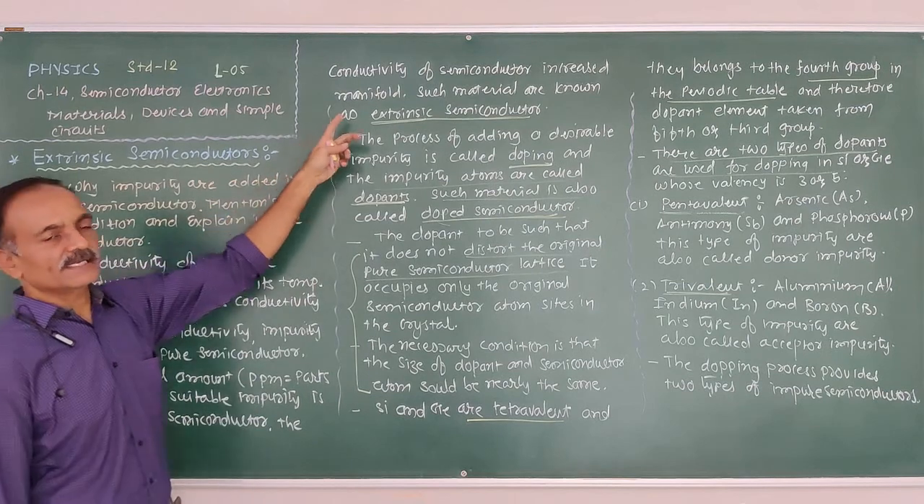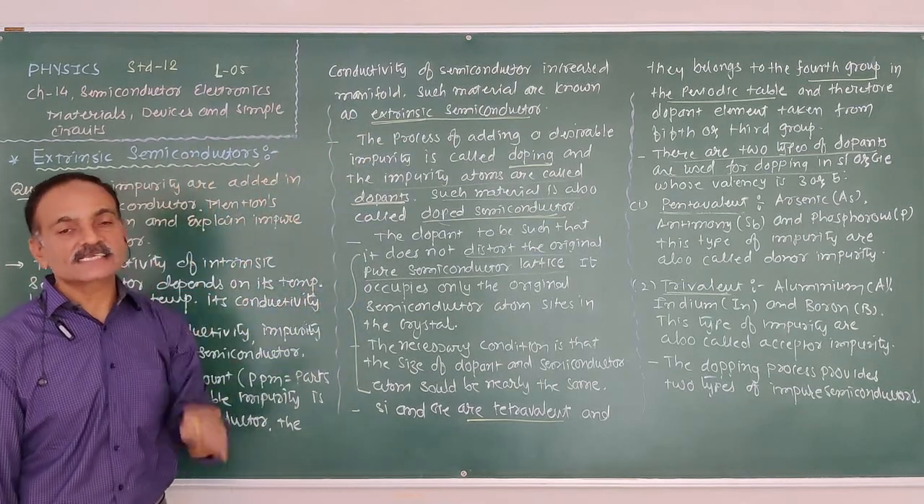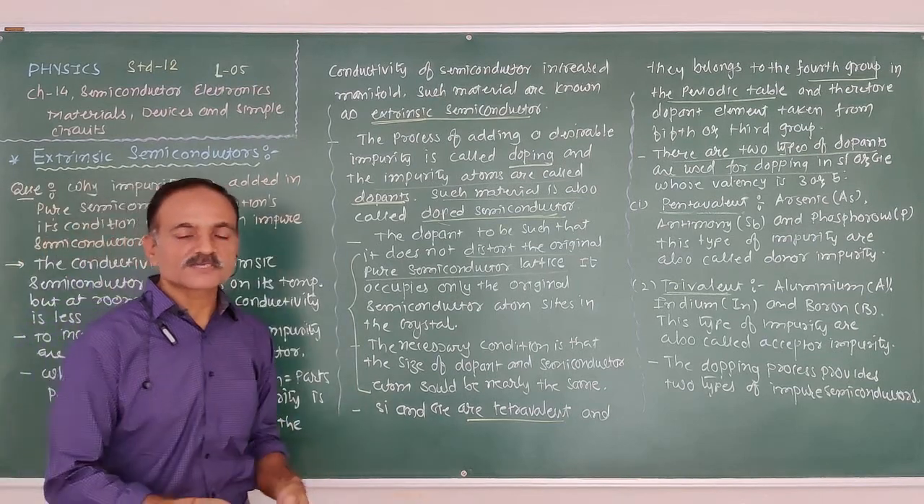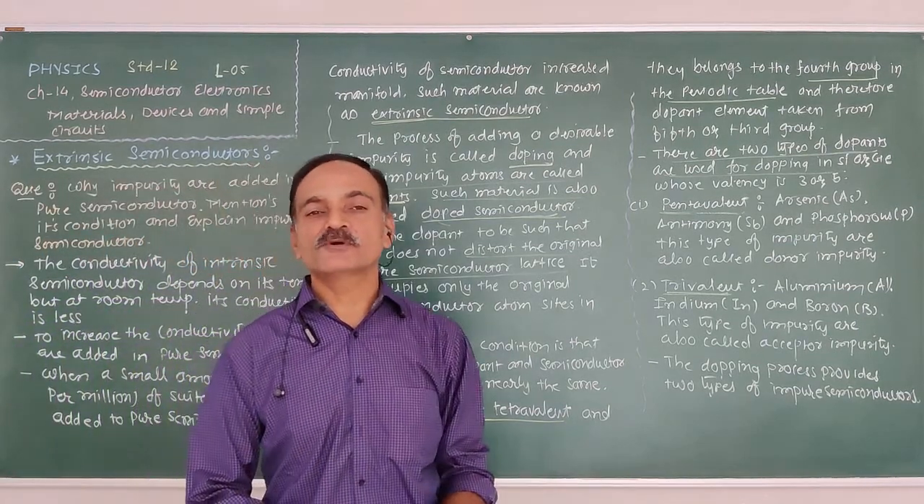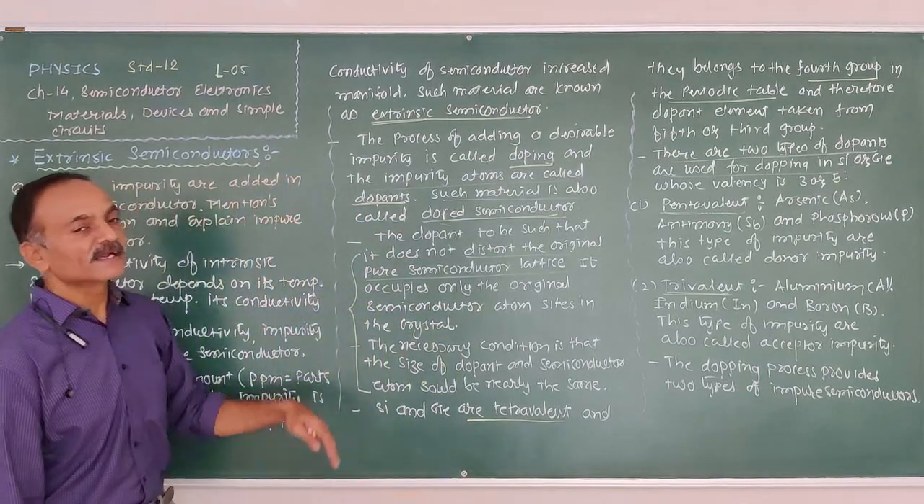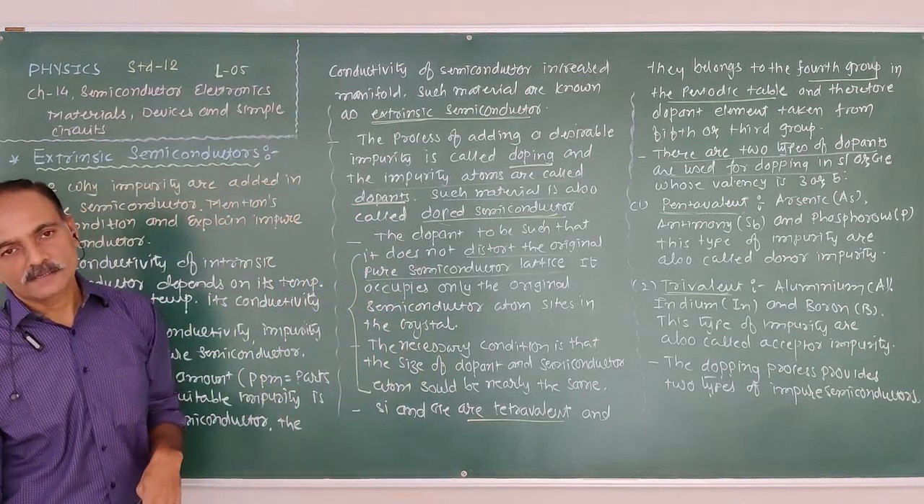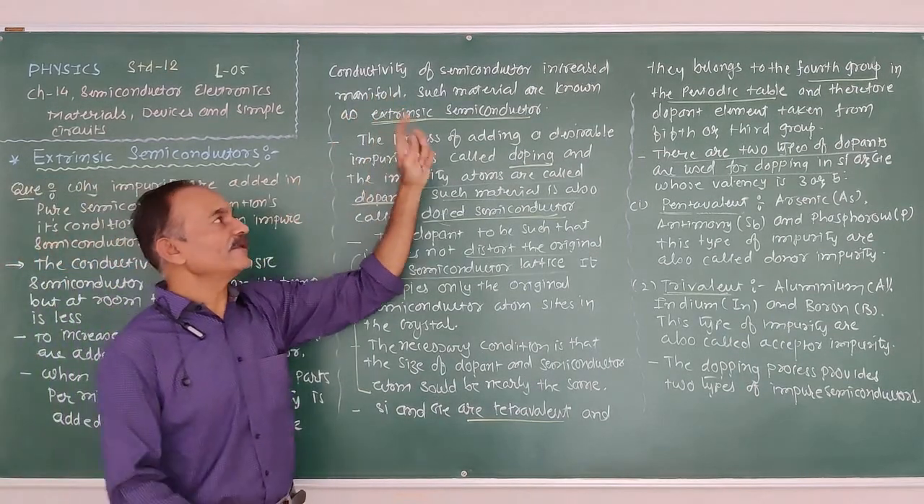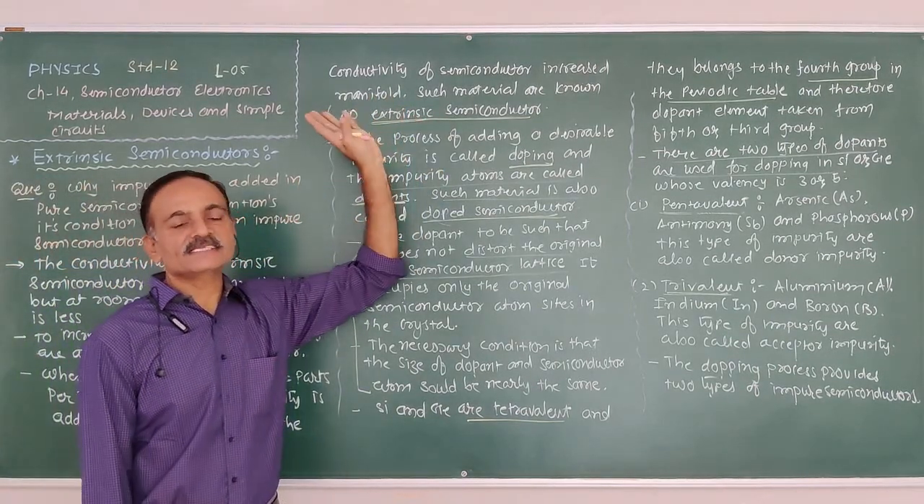Such material is known as an extrinsic semiconductor. When a small part of suitable impurities is added in a pure semiconductor, the conductivity increases manifold. And whatever new semiconductor is formed after adding the impurity, that is known as the extrinsic semiconductor.